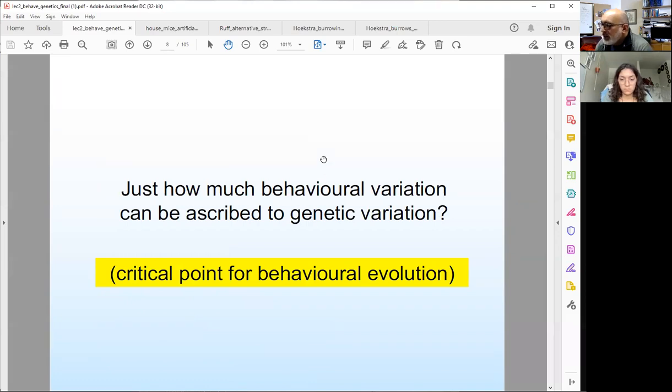So the big question, if we're going to understand behavior and how behavior evolves, how it can evolve and how it can become adaptive, we need to think about how heritable behavioral traits are. Are behavioral traits highly variable, highly heritable? That is, is there a strong influence of genetics on behavior, or is most of the variation in behavior a result of the environment? This is a critical question.